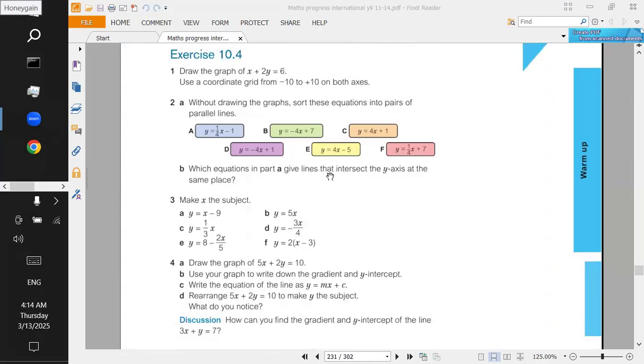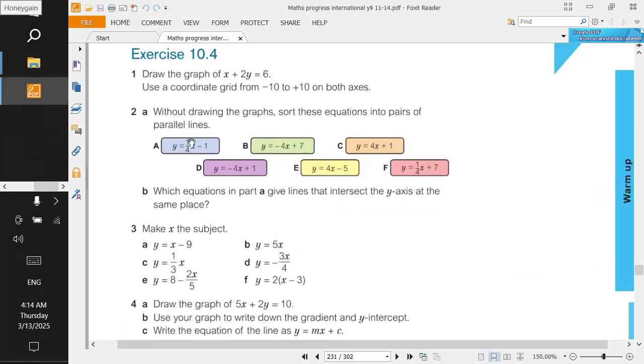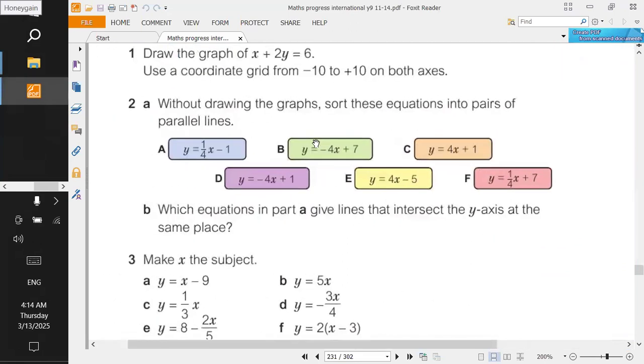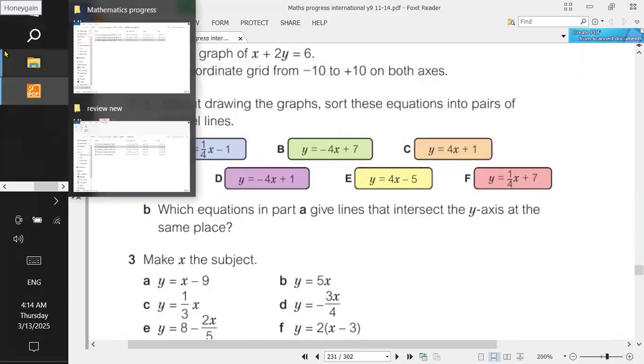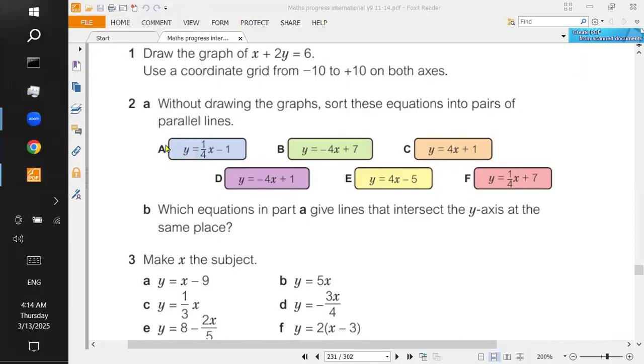Let's take a look at question 2 here. In question 2, without drawing the graphs, sort these equations into pairs of parallel lines. We talked about parallel lines and we said that parallel lines have the same gradients. So basically, I have to look at the gradient of each line and check if they are parallel to each other or not.